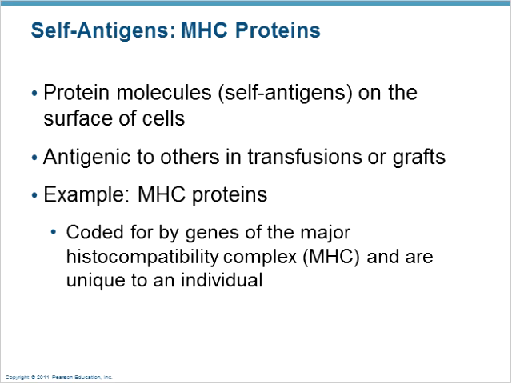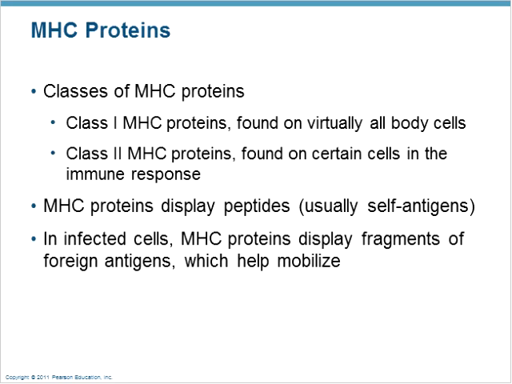Now, if you take your blood and put it into somebody else, it would be antigenic to them, because your proteins would be foreign to them, just as their proteins would be foreign to you if they gave you their blood and it wasn't done in a specific way. MHC proteins are coded for by genes of the major histocompatibility complex, MHC, and are unique to an individual. So MHC stands for major histocompatibility complex. MHC antigens belong to you, your ID antigens, self-antigens.